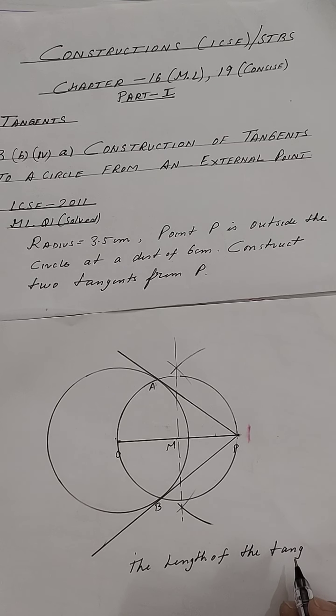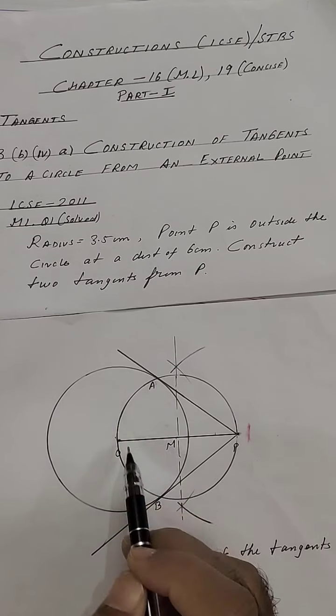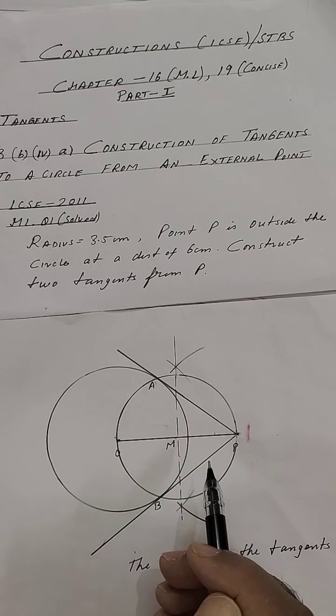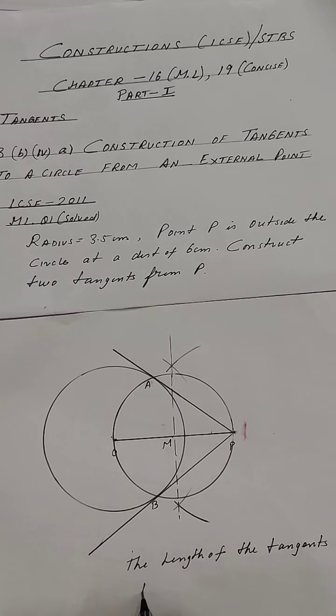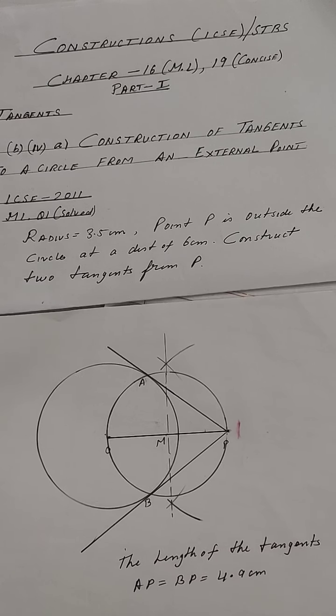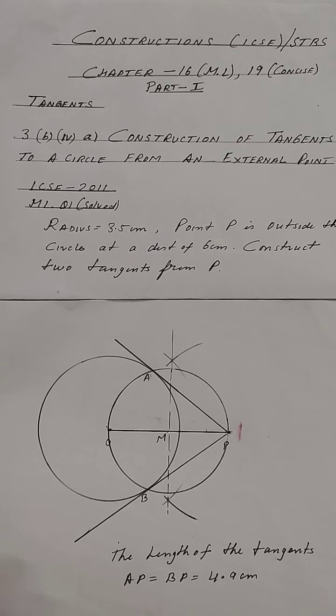If you want to see my discussion on this, you can see part 3 of my video lesson, where we have seen that when you join these, it gives you two congruent triangles, so these distances are equal. So we get AP equal to BP equal to 4.9 centimeter. Once more, this is part 1 of my video, and in each part I am going to do one sum. One more sum I'll do on tangents in part 2, then we will move on to incircle sums and circumcircle sums.